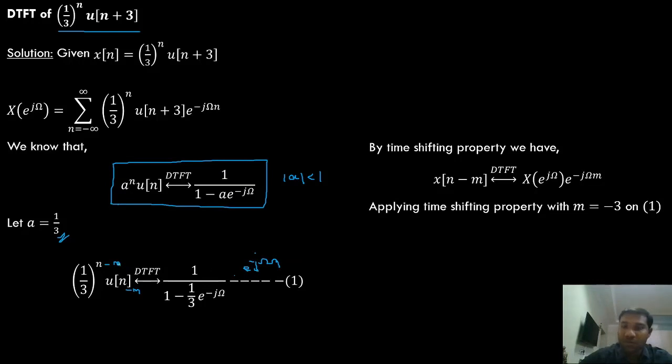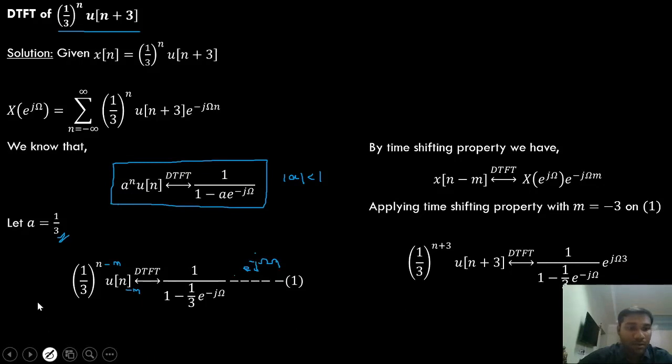Now if I substitute m is equals to minus 3, this term becomes 1 by 3 whole power n plus 3, right? N plus 3 into u of n plus 3, and it will have the DTFT 1 by 1 minus 1 by 3 e power minus j omega into e power j omega into, there is a negative sign here and m is minus 3, so into 3, right? This is how I will apply my time shifting formula.